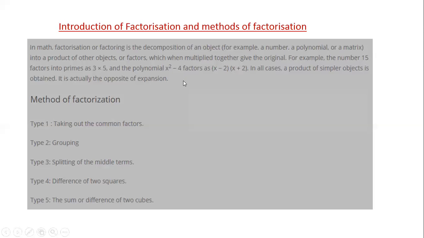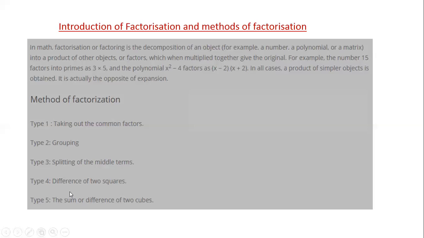So factorization or factoring is the decomposition of an object into a product of other objects which when multiplied together give the original number. In short, we can say that factorization is the opposite of expansion. In all the cases, a product of simpler objects is obtained. Expansion, which we have done earlier in chapter 4, and factorization is the opposite of that.